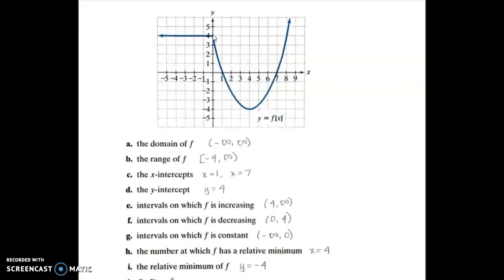Part H, the number at which f has a relative minimum. The number at which it occurs is the x. So here is the min, and the number at which it happens is 4. And then part I says the relative minimum, that's the value of the function, -4.